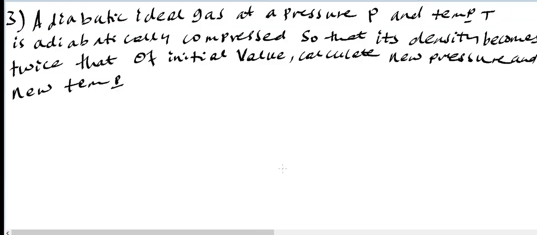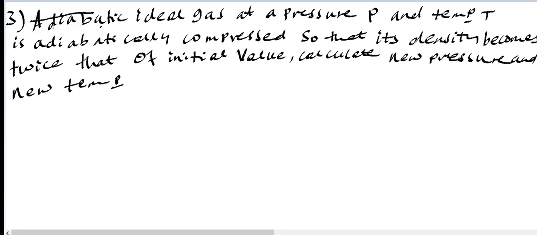Question number 3 says: an adiabatic ideal gas at pressure P and temperature T is adiabatically compressed so that its density becomes twice that of the initial value. Calculate the new pressure and new temperature. Here there are two things: our process is an adiabatic process, and the density is twice.